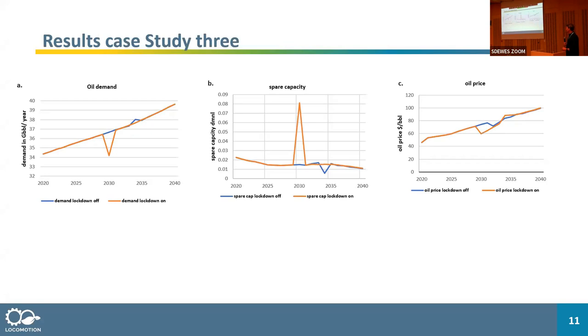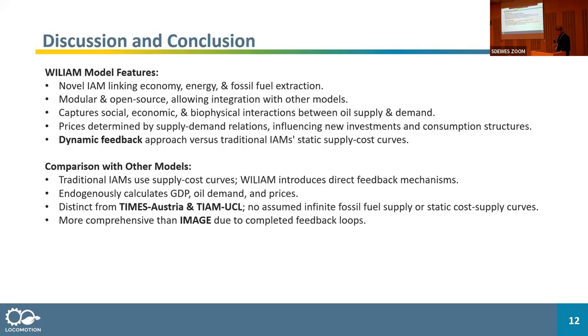We can see that we can clearly model the short-term effect of the lockdown situation, because the demand drop is tracked in the oil model. We can also see that the spare capacity is rising, and we can track the price drop in oil. So I would like to conclude that we are able to model short-term, medium, and long-term effects with the model, and also do really detailed analysis of the relation between the fossil fuels and the energy and economy models.